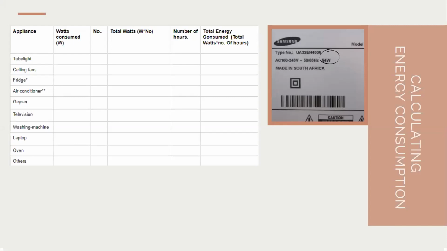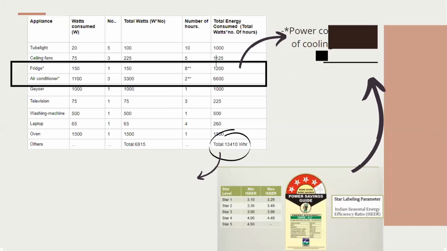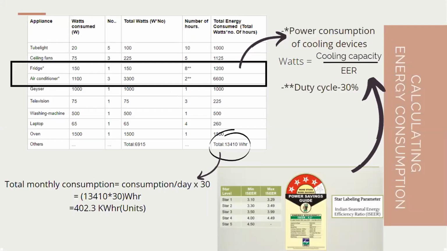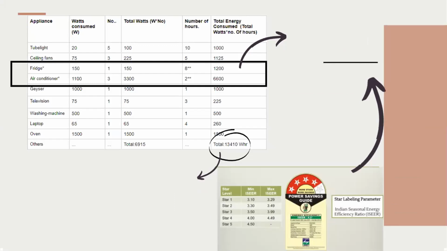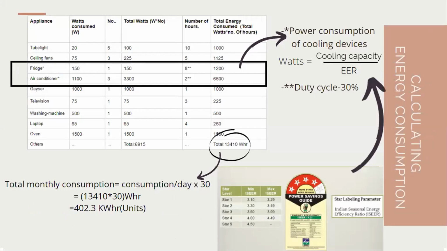To show this more easily, I have prepared a dummy table for you. So I have these values. For example, the tube light consumes 20 watts, so I just tabulated it there. My house or any other house has 5 tube lights, so you just tabulate it there. And then if you see the tube light row, then at the final right hand side we get the total energy consumed by the tube light. Similarly, we go on for all other appliances and we get a total per day consumption of electricity.